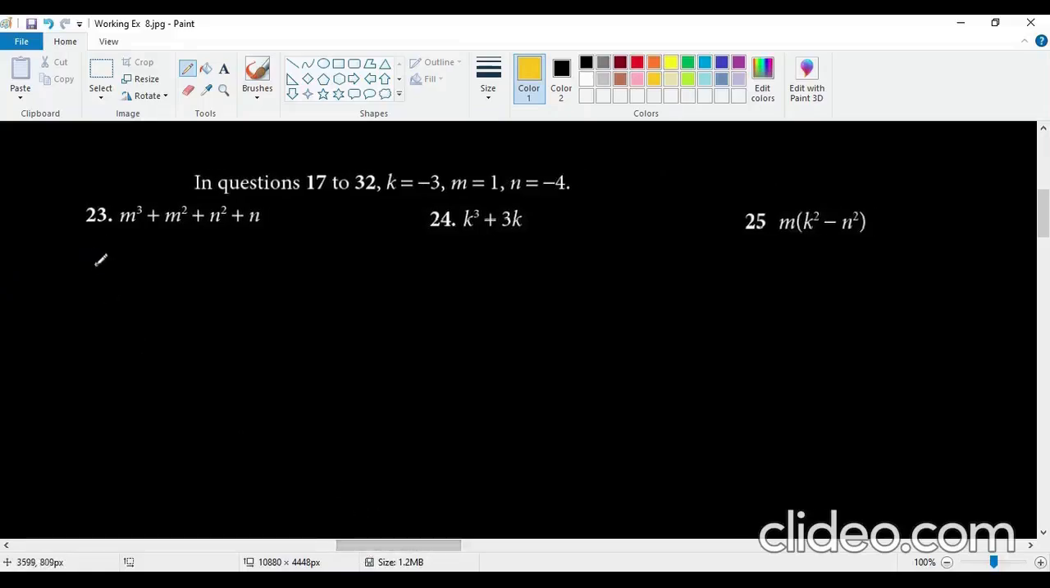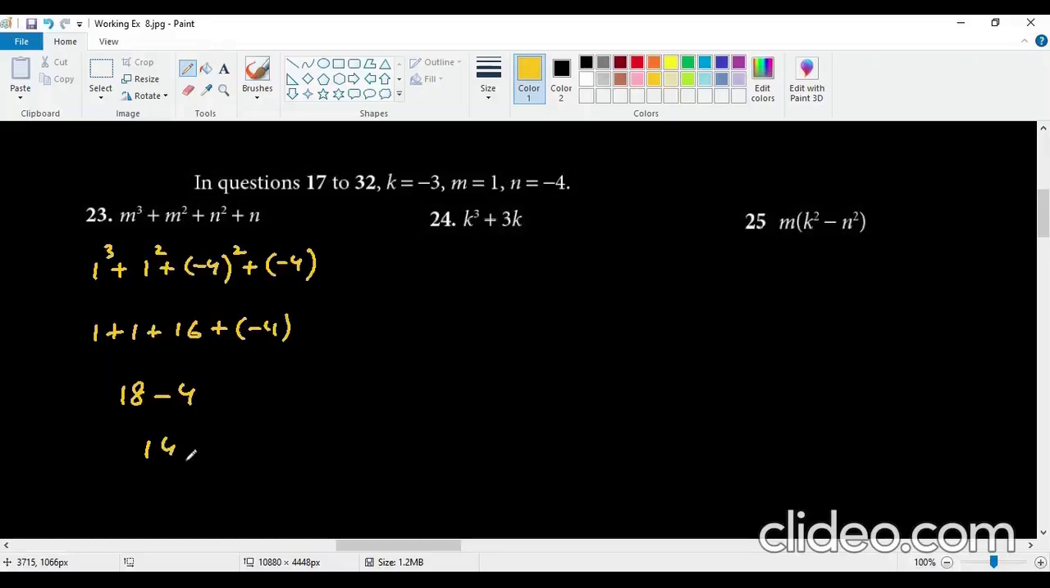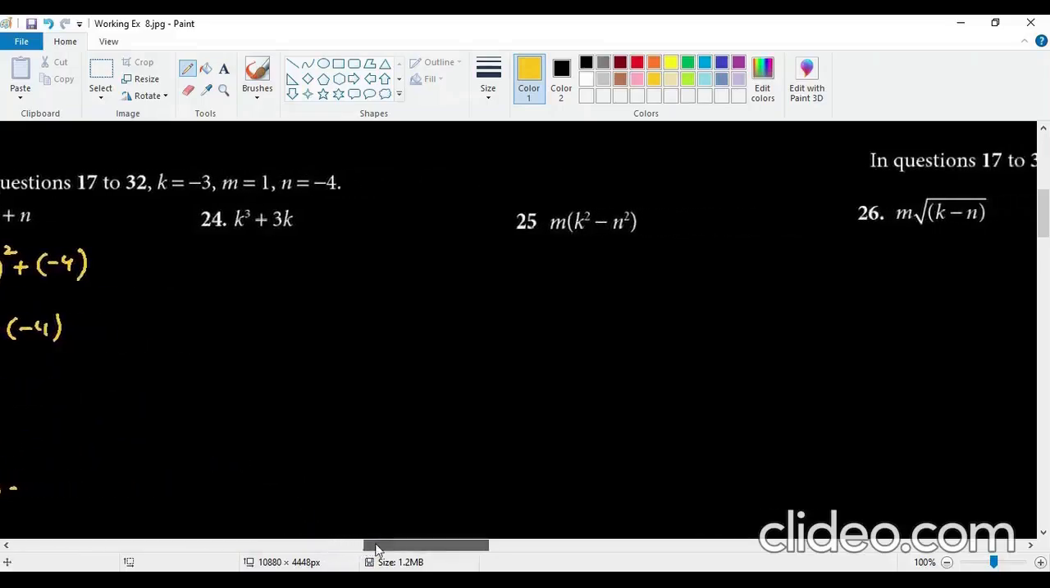Now comes question number 23. The value of m is a 1, which is a cube, plus m value again, which is a square. N value is negative 4, which is again a square, and negative n, and n negative 4 is going to be the value. So 1 plus 1 and plus 16 and plus minus 4. So this is going to give you 18 minus 4. So 14 is going to be your final answer.